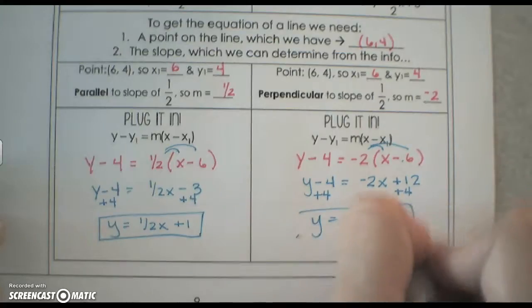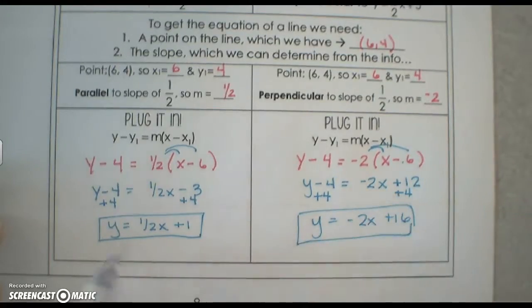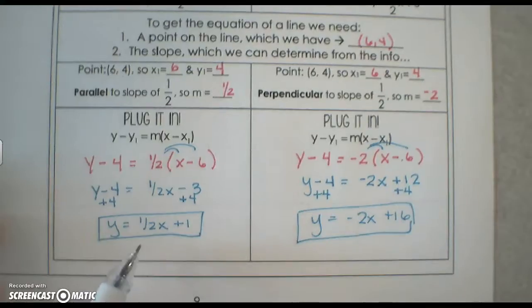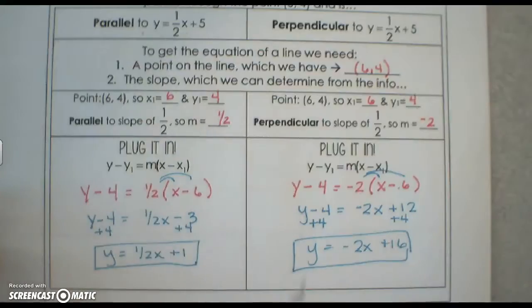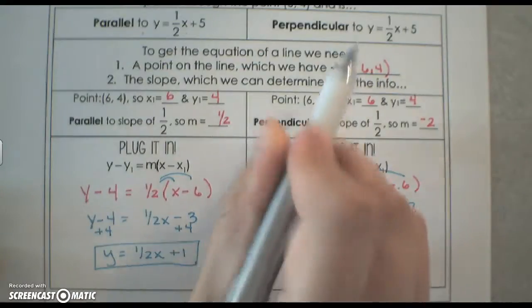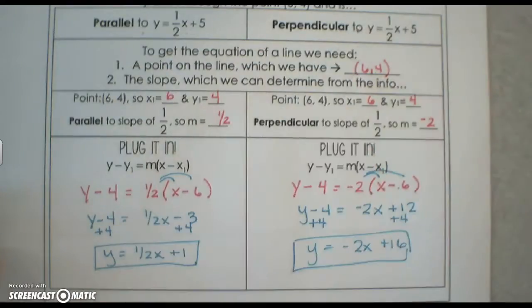And there it is. So this one would go alongside our line up here, and this one would be perpendicular, form a 90-degree line to this line.